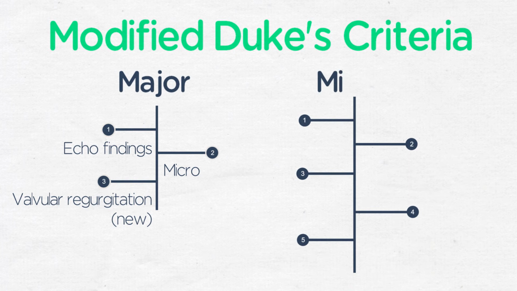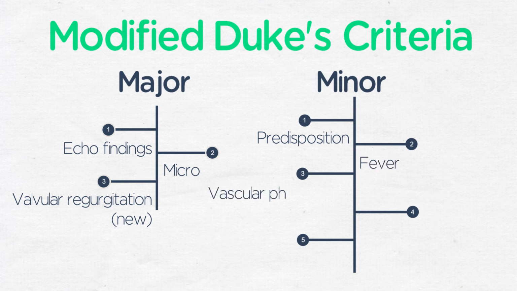There are 5 minor criteria. Number 1, predisposition, such as a heart condition or IV drug use. Number 2, fever. Number 3, vascular phenomena, including major arterial emboli, septic pulmonary infarcts, mycotic aneurysm, intracranial hemorrhage, conjunctival hemorrhage, or Janeway lesions. Number 4, immunologic phenomenon, including glomerulonephritis, Osler's nodes, Ross spots, or rheumatoid factor.